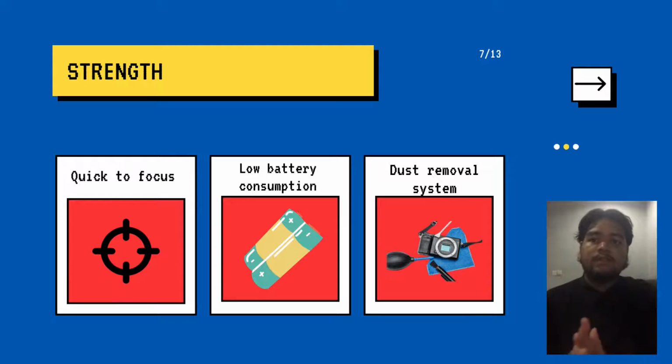Now, these are some of the strengths that we conclude from using the product. The lens of the product is quick and easy to focus, whether on a far or near object. That makes the product capture faster than the usual old camera product. The product is also a low battery consumer because it does not need that much energy from a battery. That's why the battery lasts 6 to 7 hours.